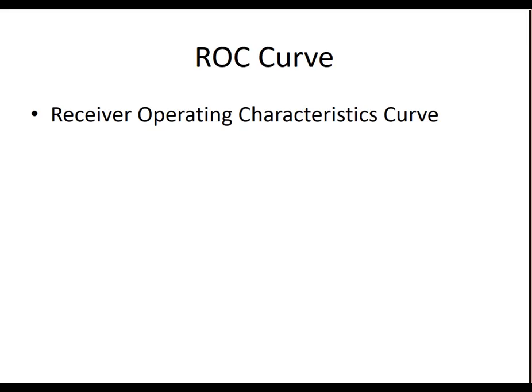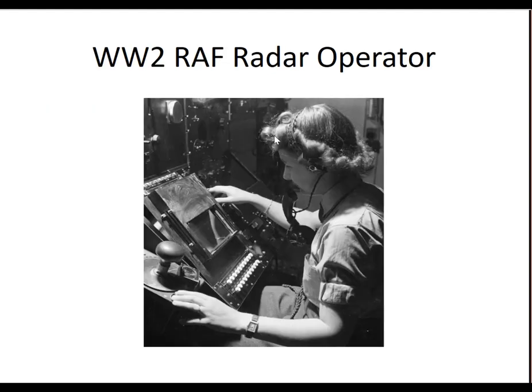So what is a ROC curve, and what does it do, and what does it tell us? ROC is short for Receiver Operating Characteristics curve. It was derived out of World War II, and in this picture we see a Royal Air Force radar operator looking for German planes coming over the English Channel to bomb England. So it was very important for them to be right.